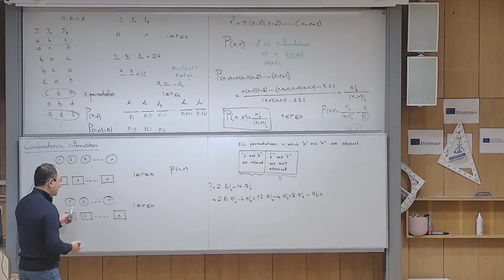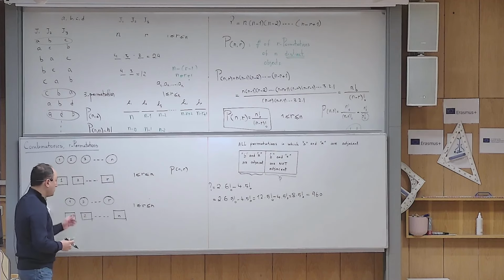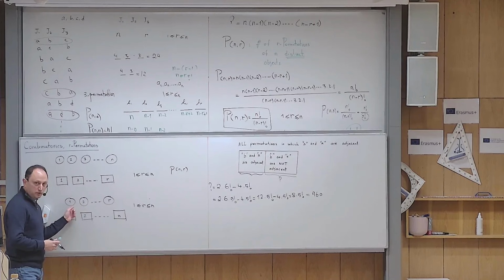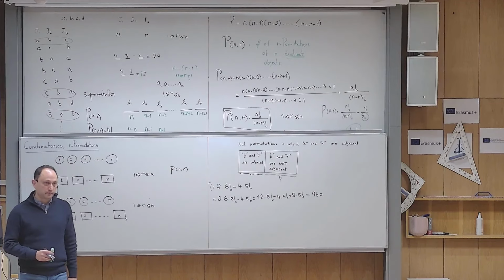This time the number of marbles is less than the number of boxes. Now I want to distribute these marbles inside these boxes so that each box receives at most one marble. What is the answer to this problem?